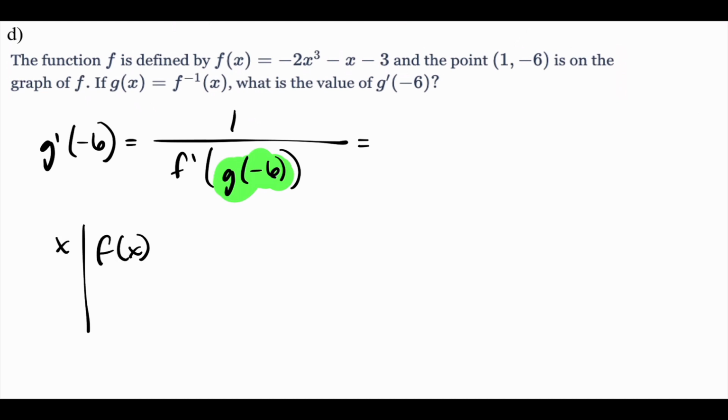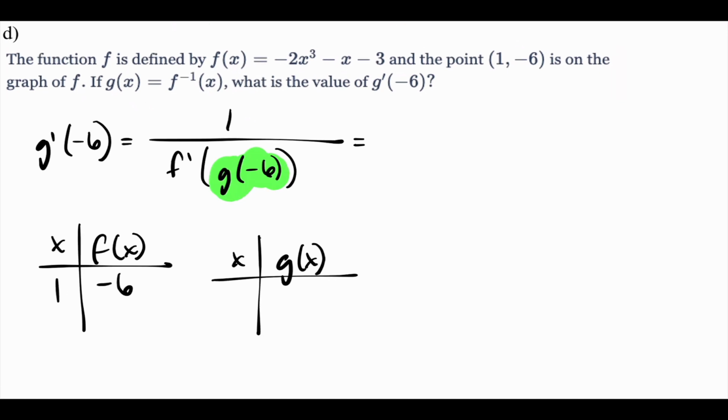They told me on the original that 1, -6 is a dot, right? So that means on g, f's inverse, -6, comma 1 is going to be a dot. Luckily, I don't have to go any further because that's what I need. When I plug in -6 for x, what do I get for y? 1. f prime 1.